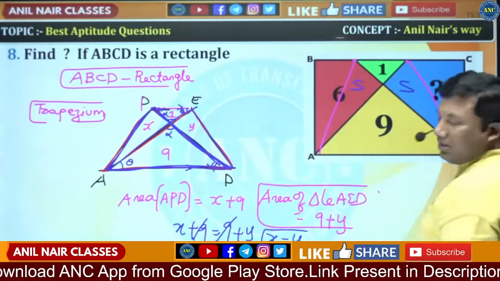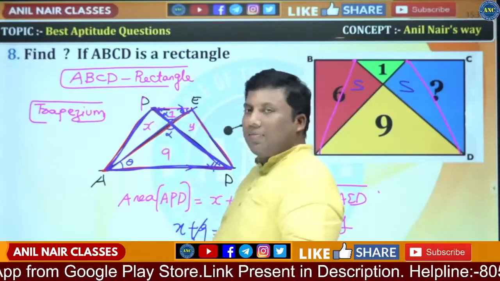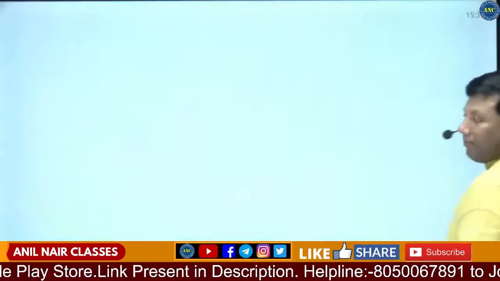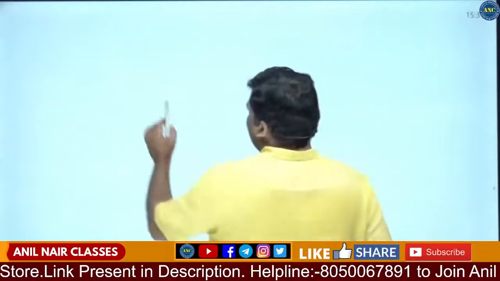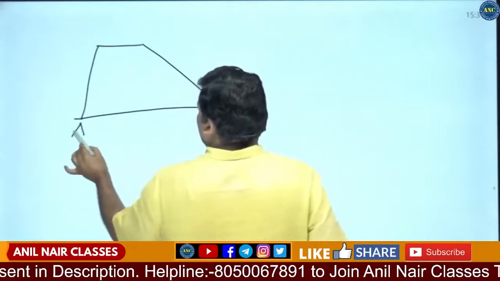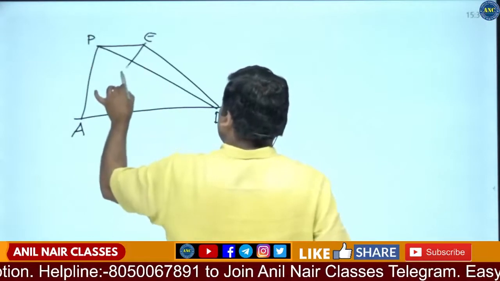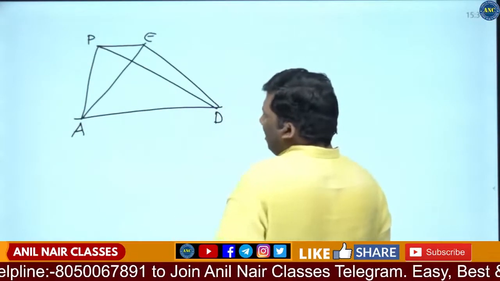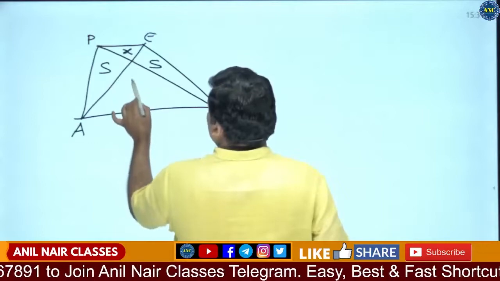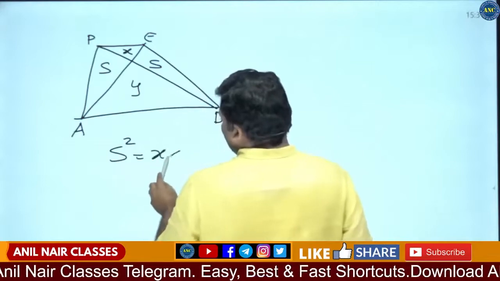Now there is a similarity. What is the similarity? Theta, alpha, gamma, right? By using similarity, there is one very important theorem in trapezium. What is the theorem? Opposite sides are parallel, AD, this is PE. If the diagonals bisect, it becomes a parallelogram. Otherwise, it is a trapezium. These two are equal, so if it is S, this is S. If this area is X, this area is Y. What is the relationship? S square is equivalent to X into Y.